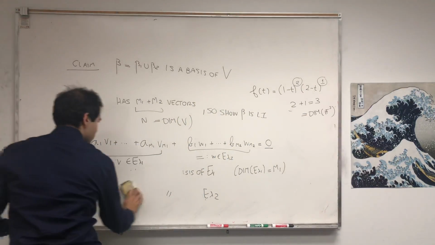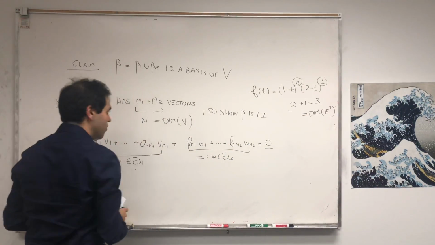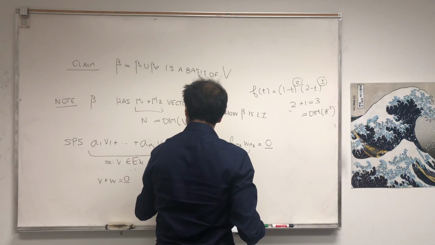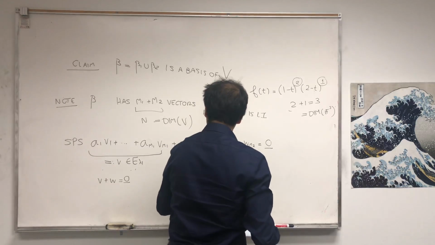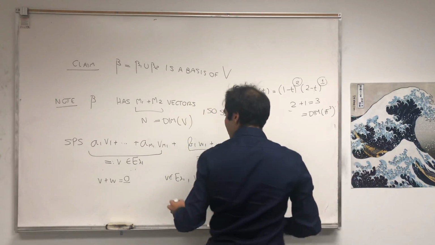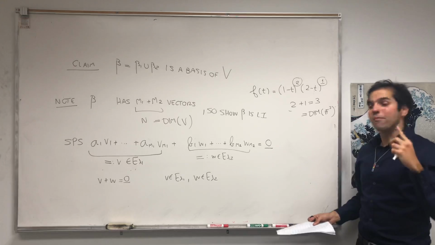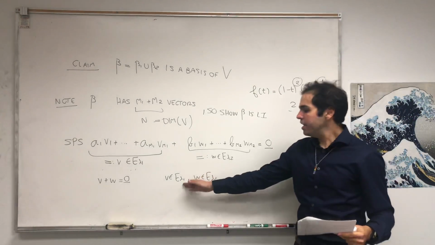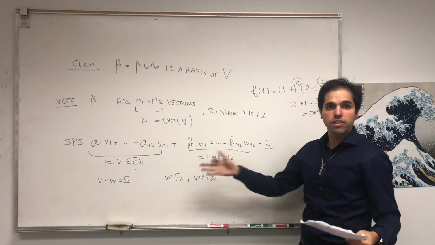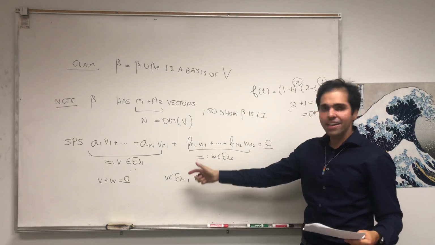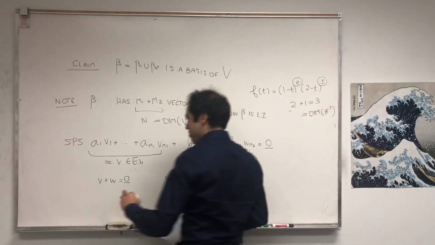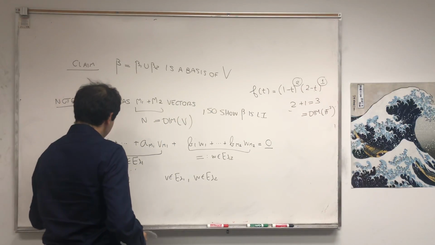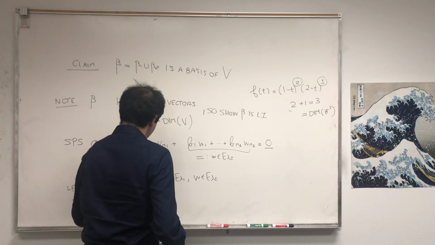So what do we get? We get that the sum of v and w equals 0, where v is in E lambda 1 and w is in E lambda 2. But now we can use our lemma. The lemma says if you have the sum of a bunch of vectors, each in a distinct eigenspace, then each of those vectors has to be 0. So by the lemma, v is 0 and w is 0.